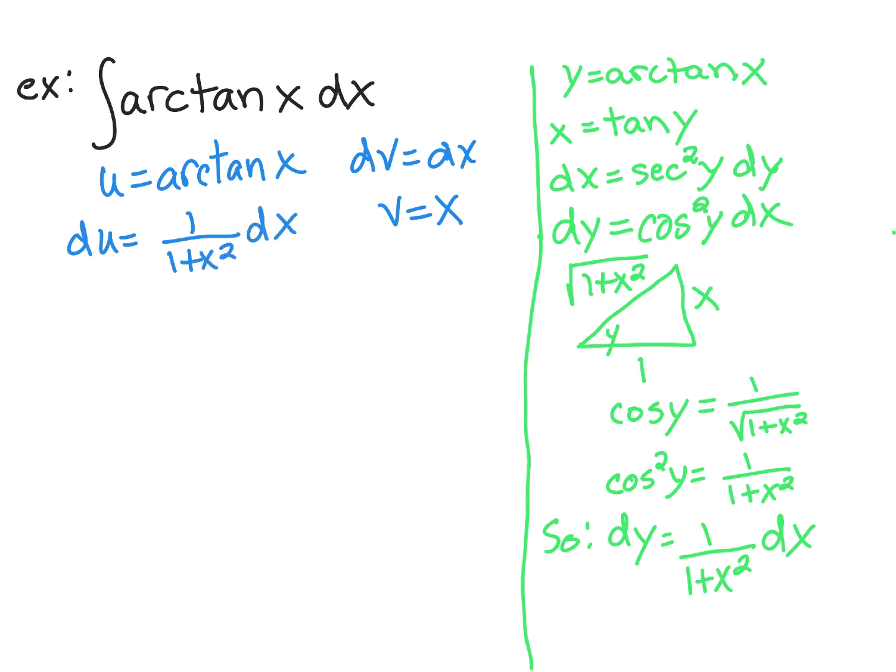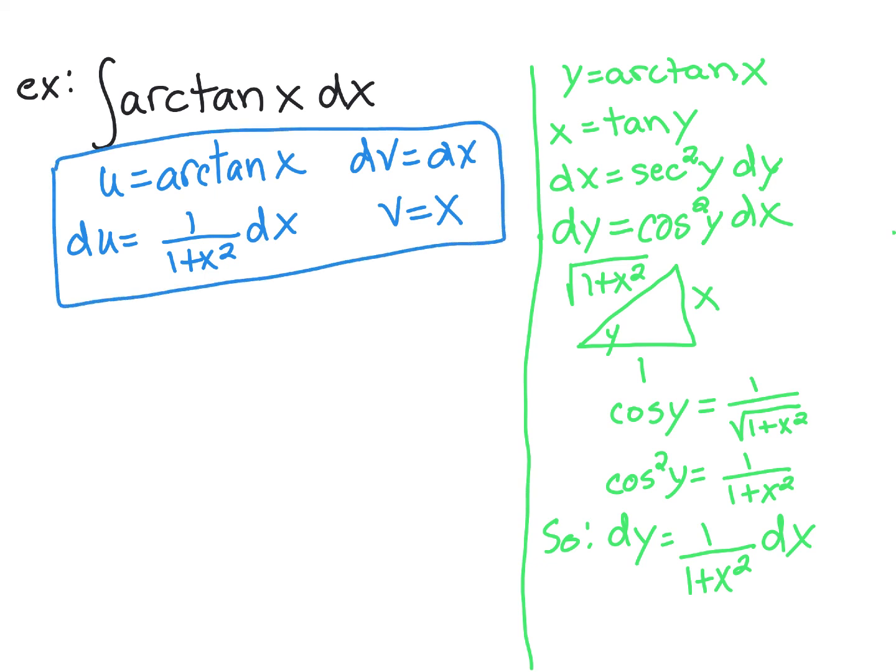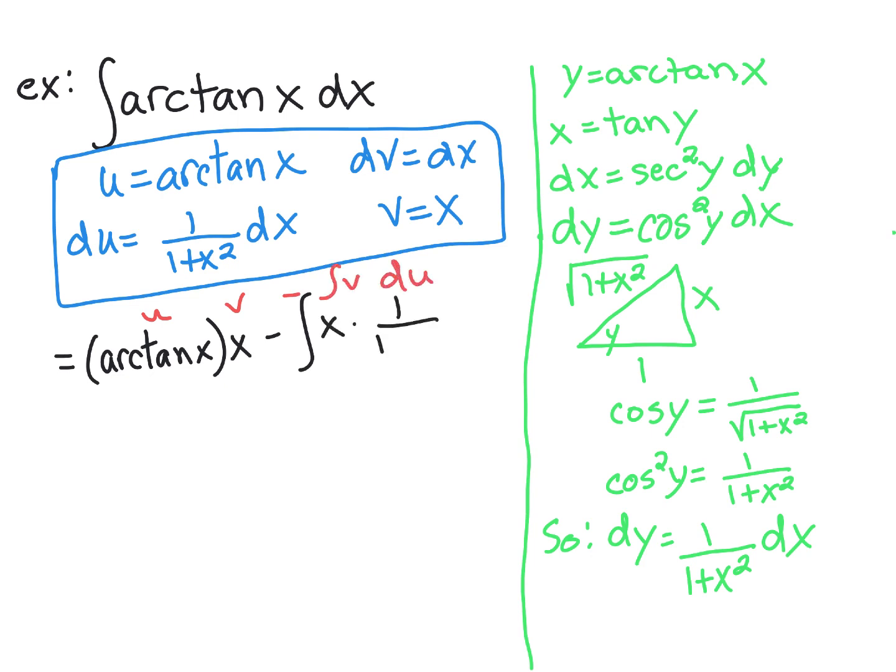Plug it into my formula. I'm going to have u times v minus the integral of v du. Now, how are you going to integrate this part?